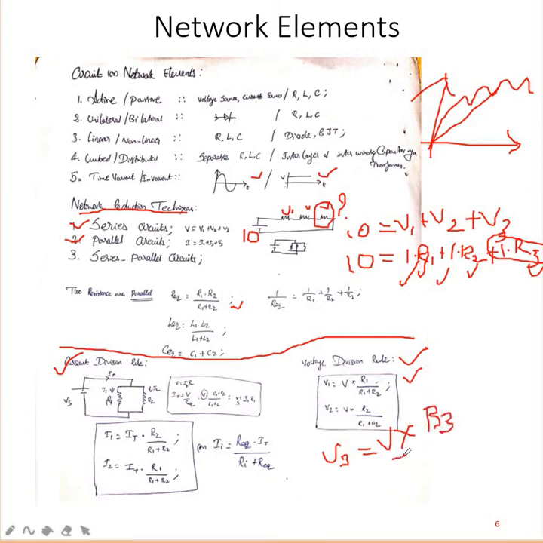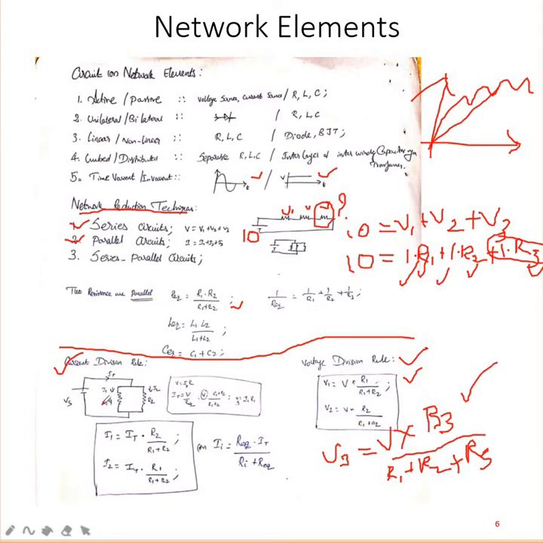R3 divided by, how many resistances are there? 1, 2, 3 resistances are there. Then you add R1 plus R2 plus R3, the three resistances. That's all. This is the formula.